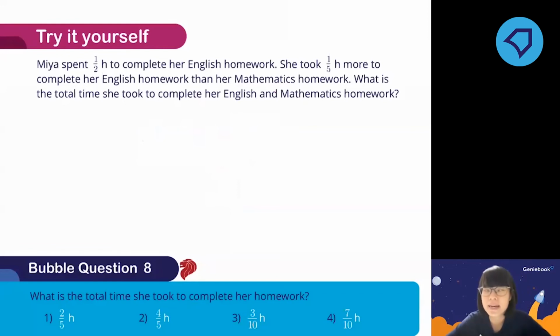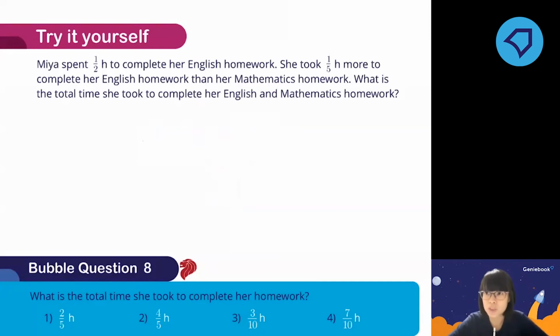Mia spent half an hour to complete her English homework. She took 1/5 hour more to complete her English homework than her mathematics homework. What is the total time she took to complete her English and mathematics homework?